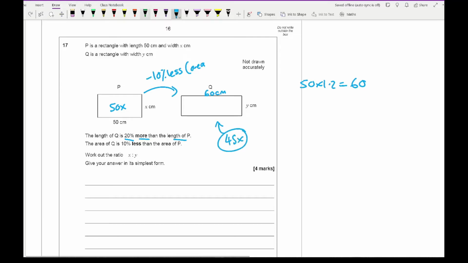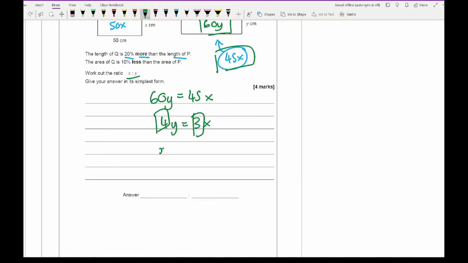If I then work out what the area of Q actually is, that's going to be 60y, which basically means that these two things should be equal. So 60y equals 45x. From this, I can simplify that to its simplest form. So here I've got 4y equals 3x. And what we want is x over y equals, and then what does that equal? Well, if I take the numbers over to the other side, I'm going to end up with 4 over 3. So that becomes 4:3 as my final answer.